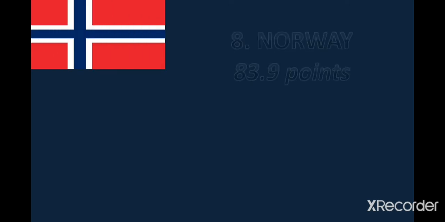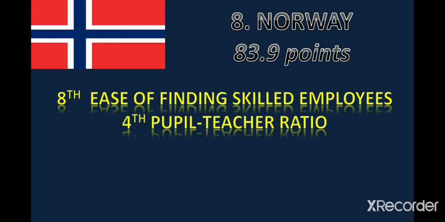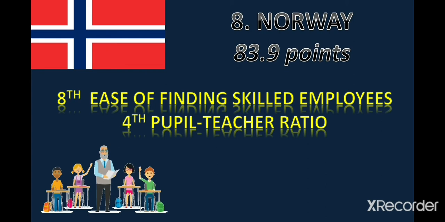Norway. Norway offers the 8th best education system in the world with 83.9 points. The country is ranked 5th in position on ease of finding skilled employees and 4th position on pupil-to-teacher ratio in primary education. The Norwegian education system is based on the principle that everyone should be able to get an education regardless of their social background.